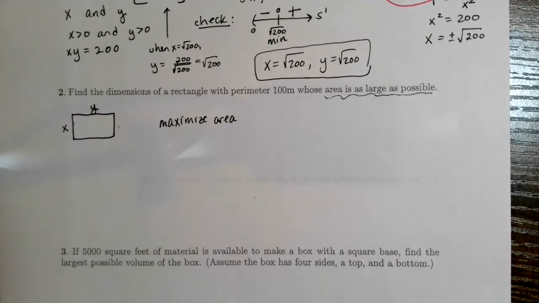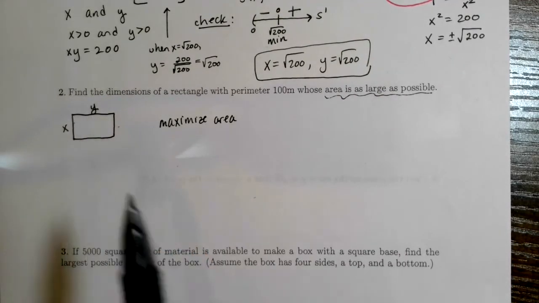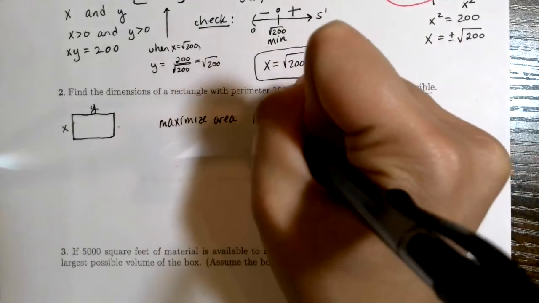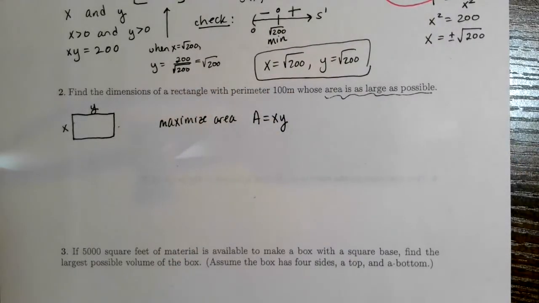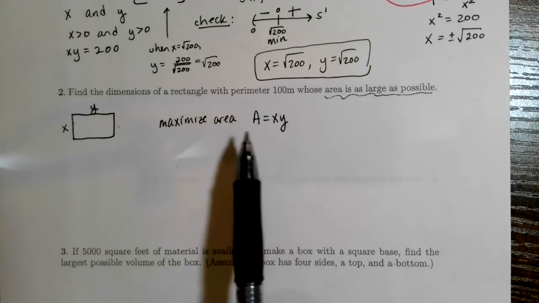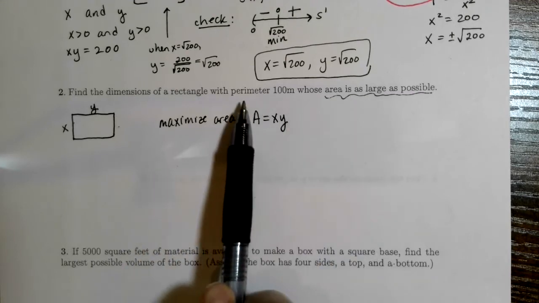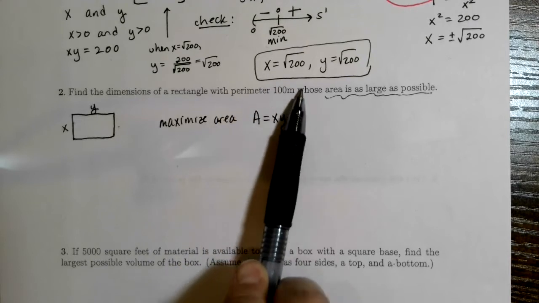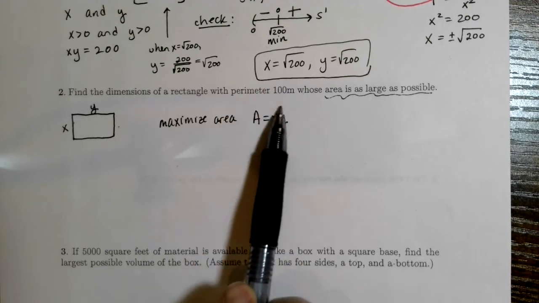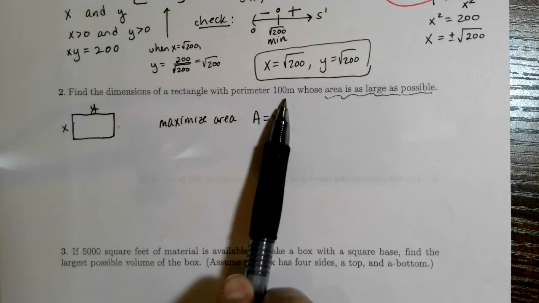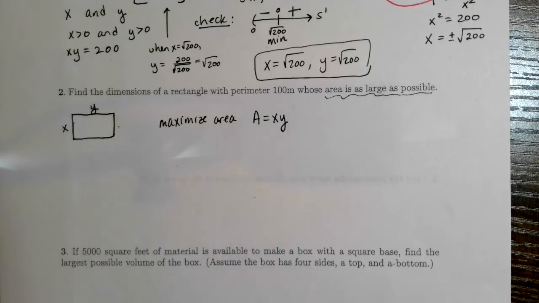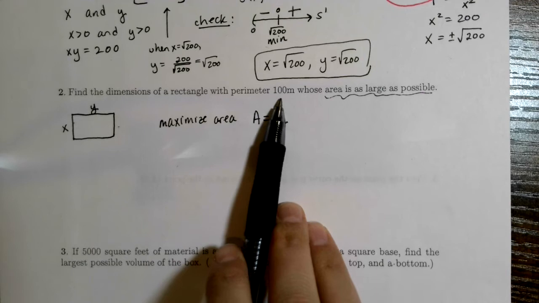All right, so according to my picture, area would be X times Y. So I'll say A is XY. And then the perimeter being 100 meters is the constraint. Remember, there's always these two separate formulas implied in the problem. There's the thing that you're either maximizing or minimizing. That's your objective. And then there's this extra constraint where it has to add up to this much, or it has to multiply up to this much. That's what this 100 is. So our constraint is that the perimeter has to be 100.